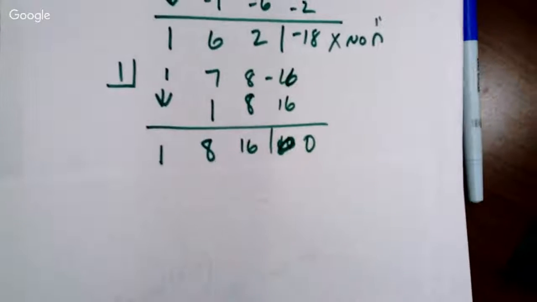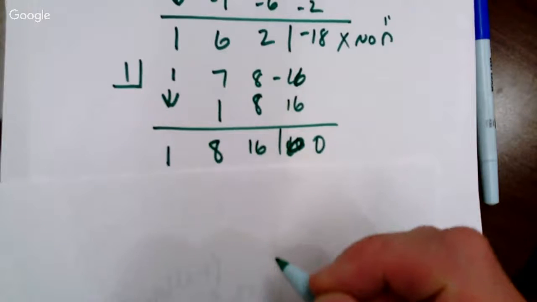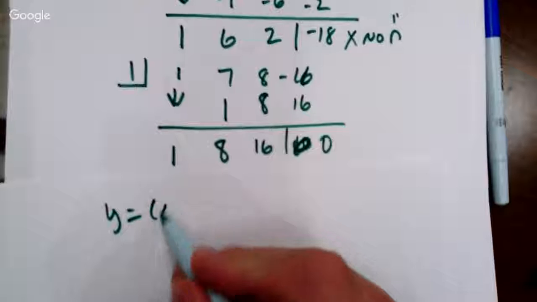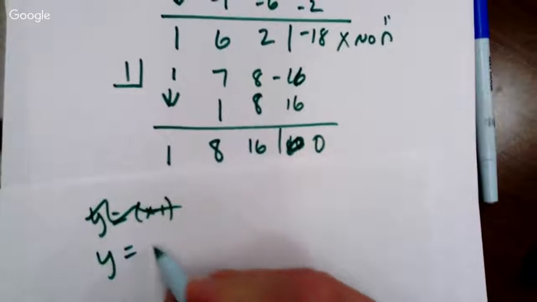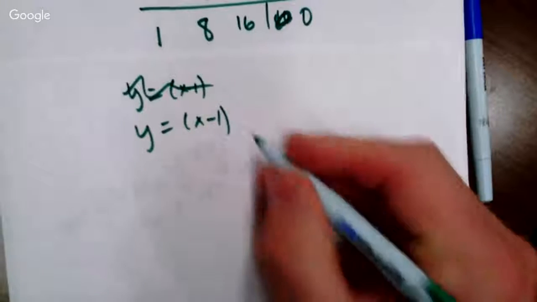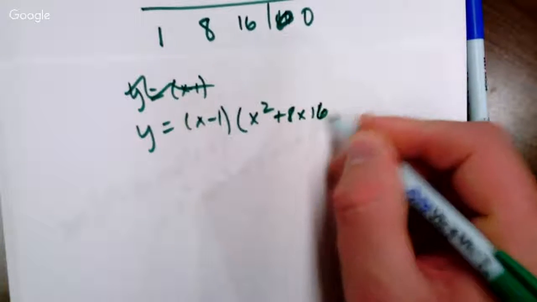Okay, so let's go through that. What do we got? We got y is equal to 0, so that means x minus 1 is what we divided it by. Let me write that bigger. x minus 1, that's what's left over, x squared plus 8x plus 16.